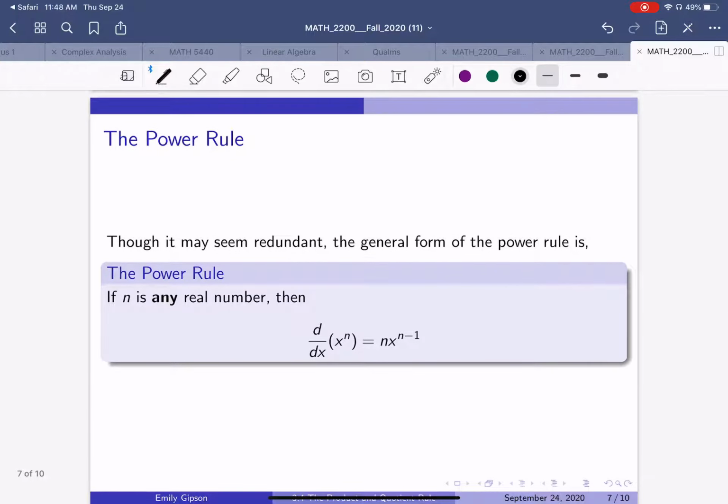So let's revisit the power rule. And though it may seem redundant, the general form of the power rule is that if n is any real number, then d dx of x to the n is n times x to the power of n minus 1. And you might be thinking, well, what is this all about and why would I do this? Now we're not saying that this has to be positive. It can be negative.